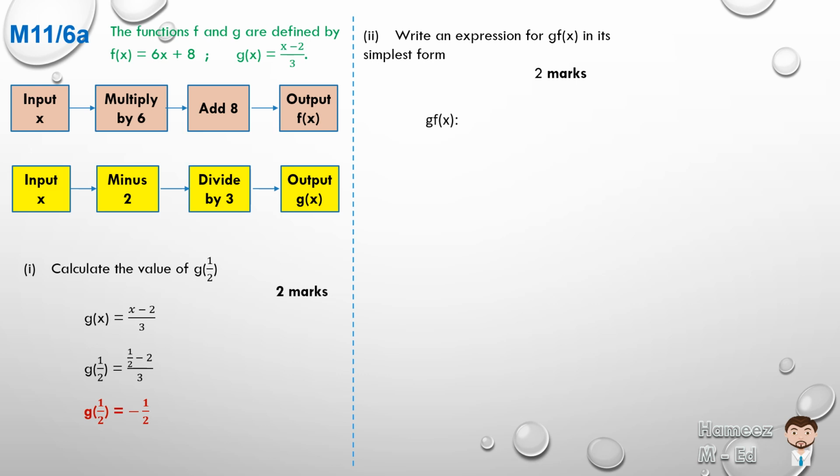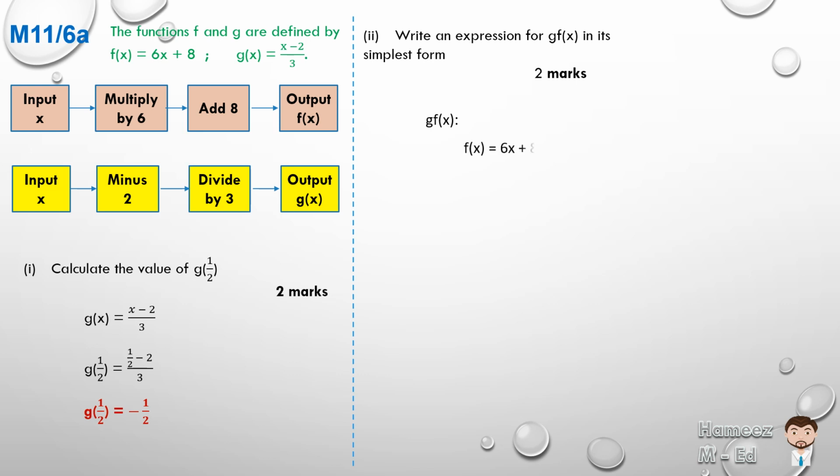Gf of x, when we're doing the numbers in the past questions, the first thing we look at is the x and what function is acting on it. The closest thing to x would be f. So we want to work out f of x, first of all. When we're working out f of x, let's work out f of x first, and we have that formula as given.